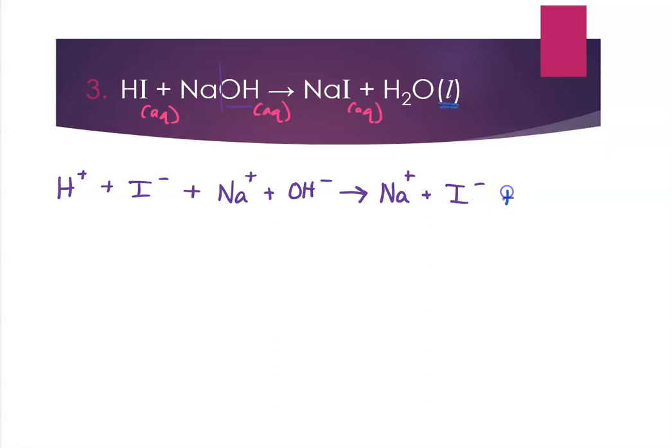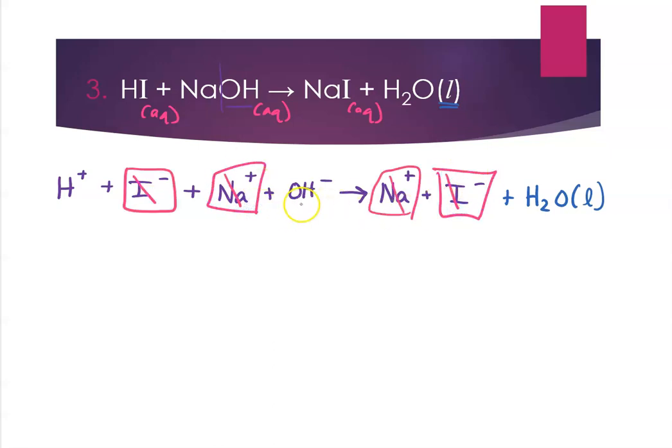All right, and then we look at H2O. H2O is a liquid, not aqueous, so that means that I leave it together. And then I put that L there to indicate that it's a liquid. H+ does not cancel here because H2O is part of the liquid. I- and I- cancel. Na and Na cancel. And OH- can't cancel because there's no OH on the other side at all. All right, so this is going to be H+ plus OH- yields H2O as a liquid.